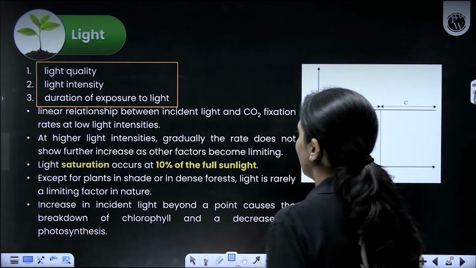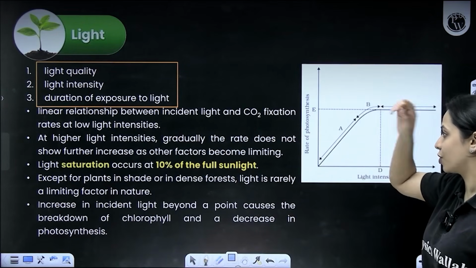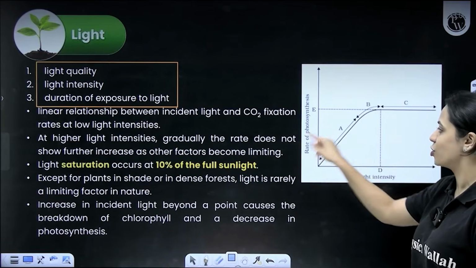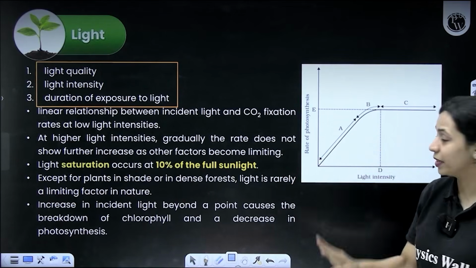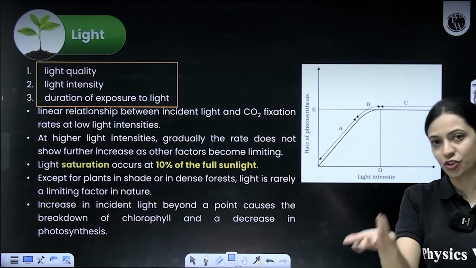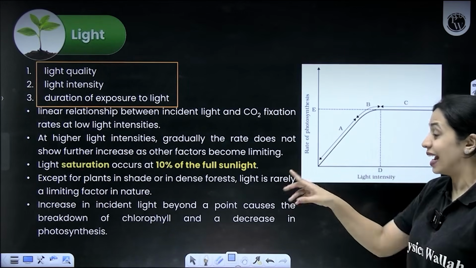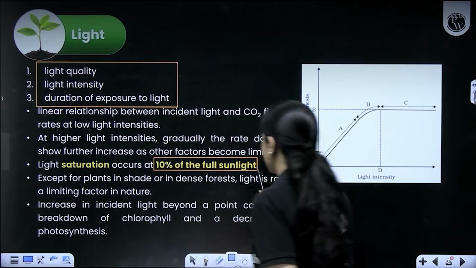Okay, so a linear relationship exists between incident light and carbon dioxide fixation rates at low light intensities. At higher light intensities, gradually the rate does not further show any increase as other factors will become limiting. Light may be perfect at that point, but temperature could become a problem. So one other factor becomes limiting. So light saturation occurs at 10% of full sunlight.